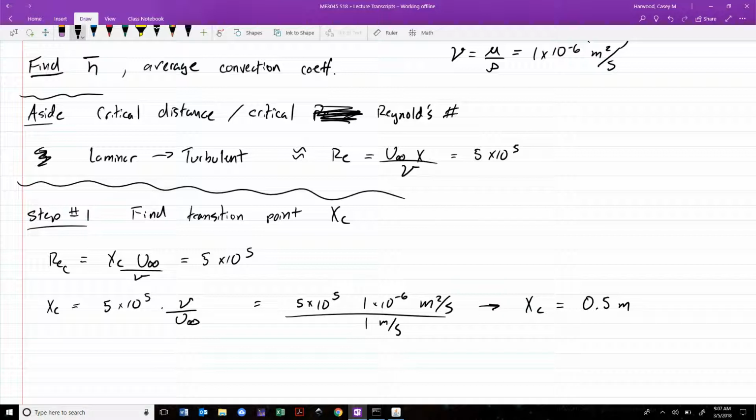Okay, so we set up that criteria on the Reynolds number and just solve for the distance along the plate at which the flow will meet that criteria.